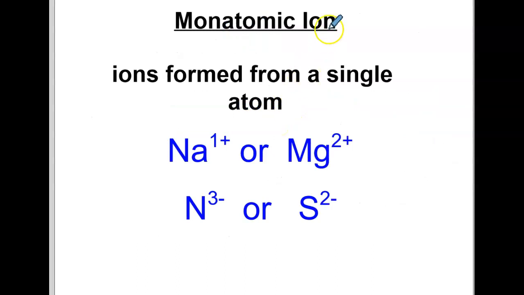Okay, so monatomic ion: mono means one, ions form from a single atom. So these are all monatomic ions because they come from a single atom. How do I know they're a single atom? Remember that an atom on the periodic table starts with a capital letter. Some atoms on the periodic table have a capital and a lowercase. So anytime you have a single capital letter, you have an atom. So this is sodium ion, magnesium ion, nitrogen ion, and sulfur ion. Be sure you're getting your definitions into your notes.